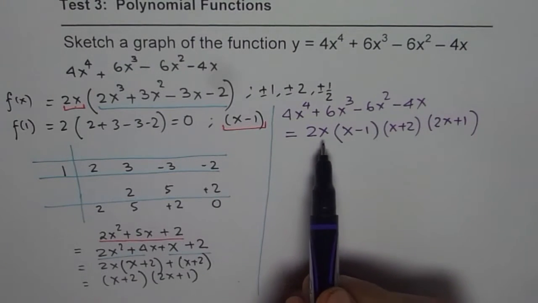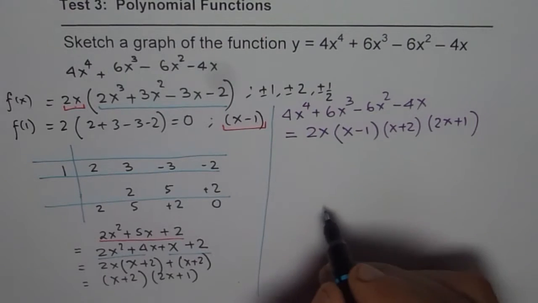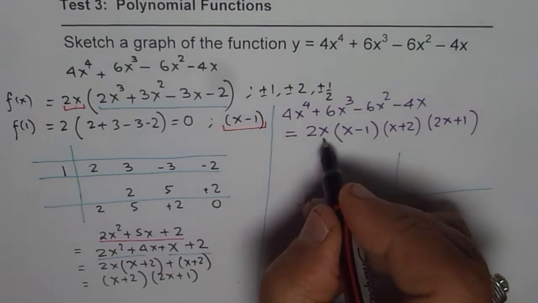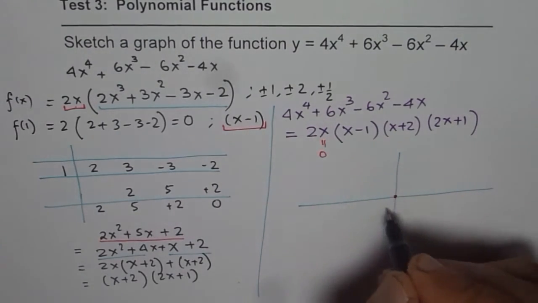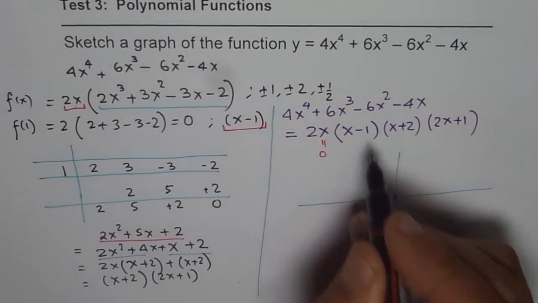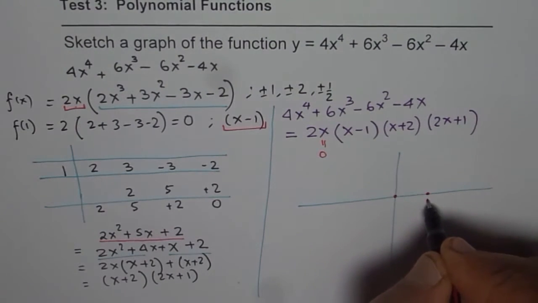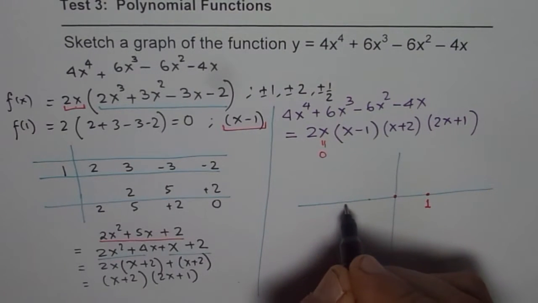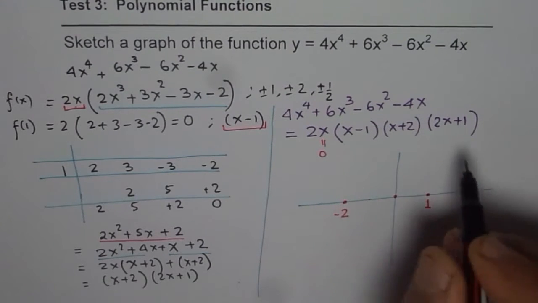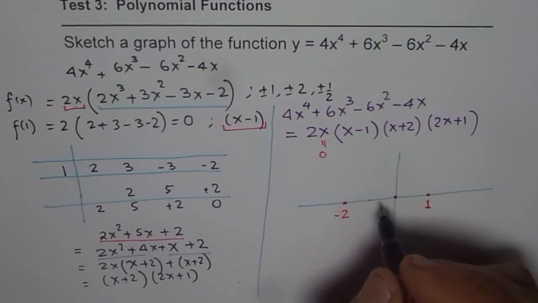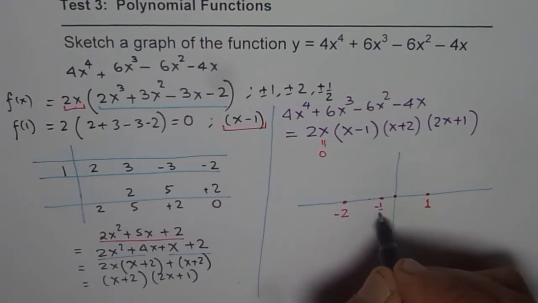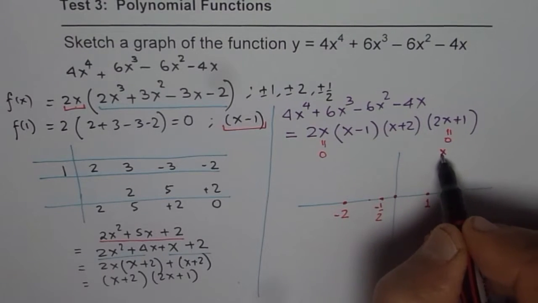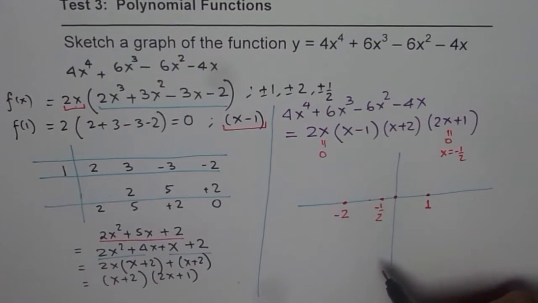Now here we have 4 zeros. So let's plot these 4 zeros and then the graph. The first zero is at 0. All are linear. Here we have a zero at plus 1. This zero is at minus 2. And this zero is at minus half. To get the zeros, you have to equate each factor to 0, so if you equate 2x plus 1 to 0, you get x equals minus half.